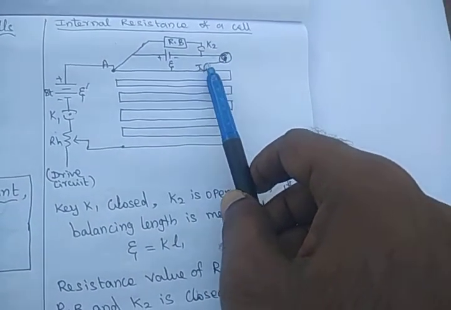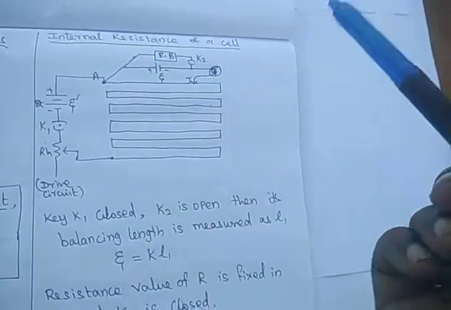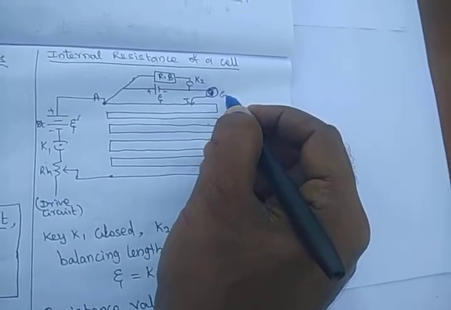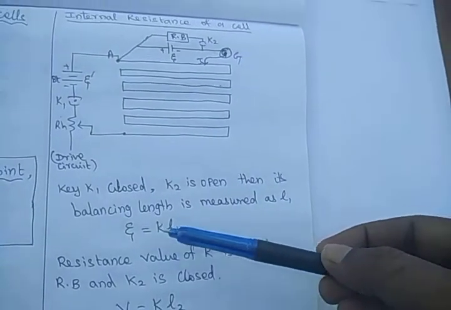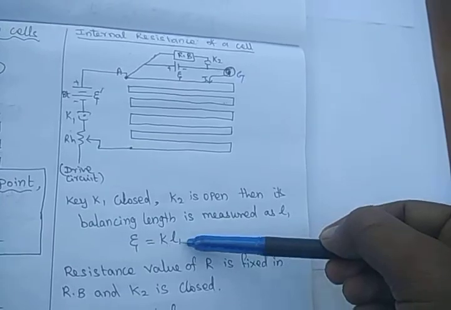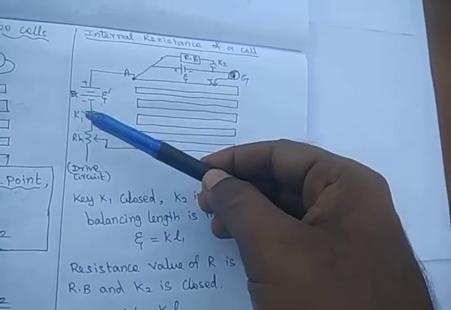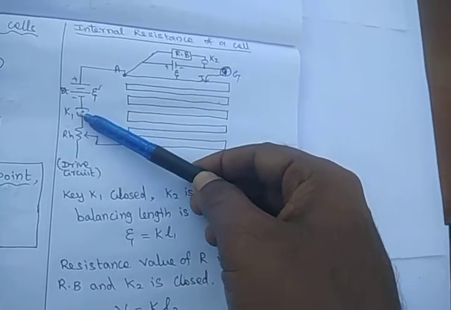By adjusting the jockey, we are able to get no deflection in the galvanometer. This is the galvanometer. So we get a balancing length L1. So E is directly proportional to L1. Then the same K1 is closed, only on state.